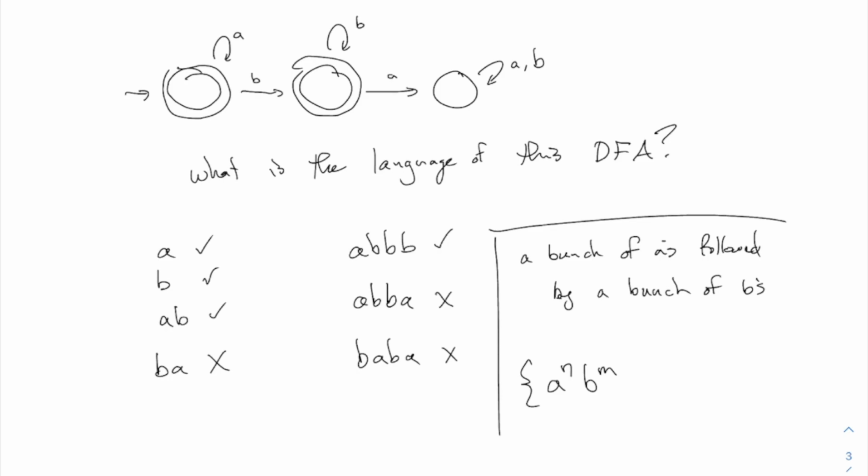So I'm going to write it this way, A to the N, B to the M, such that N and M are any natural number. And remember, in this class, the natural numbers begin with 0. So 0 is included as part of that. All right. Great.